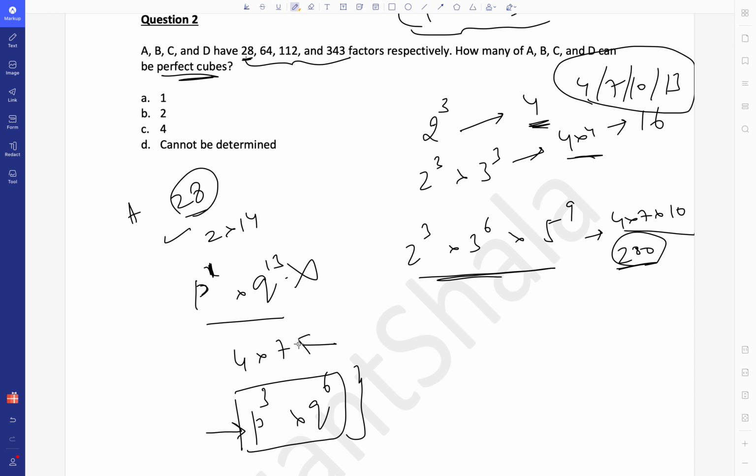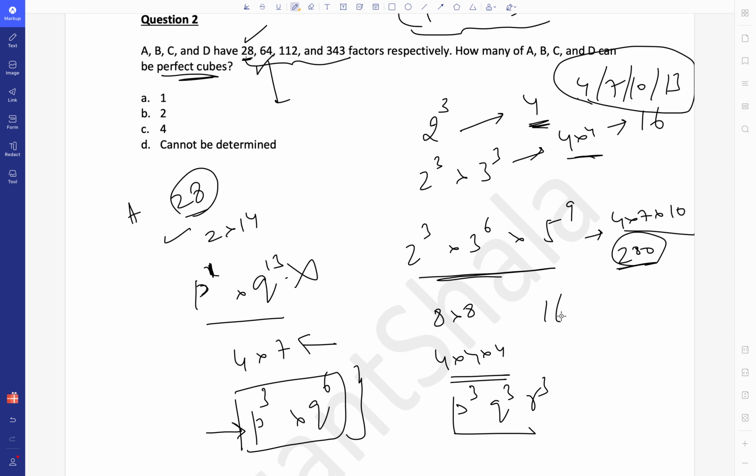So as I was saying, if the number of factors can be written as multiples of 4, 7, 10, 13, then that can be expressed as a perfect cube. So 28 is 4 into 7, perfect cube. Okay, so 28 can be a perfect cube. So basically A can be a perfect cube. For 64, 64 is 8 multiplied by 8, or also 4 multiplied by 4 multiplied by 4. Basically the prime factorization could be p cube, q cube, r cube. This is a perfect cube. So 64 also, basically B also can be a perfect cube.